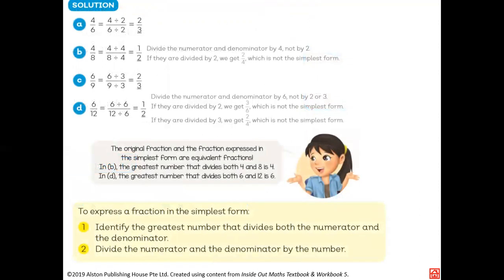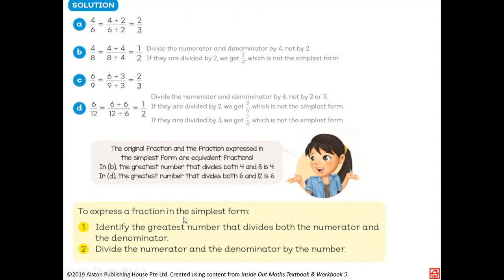We've also used some examples. 4/6, simplest form is 2/3. 4/8, simplest form is 1/2. 6/9, simplest form is 2/3. And 6/12 is actually 1/2.